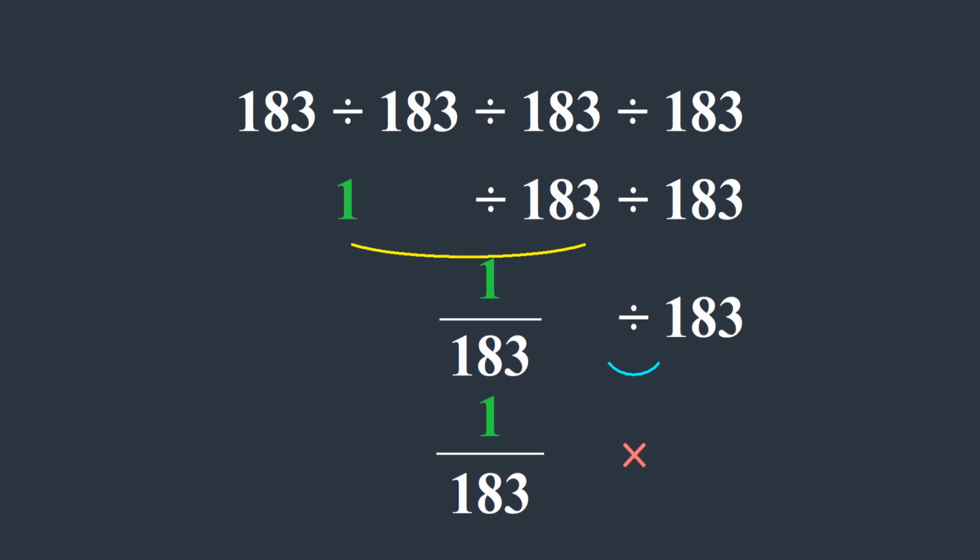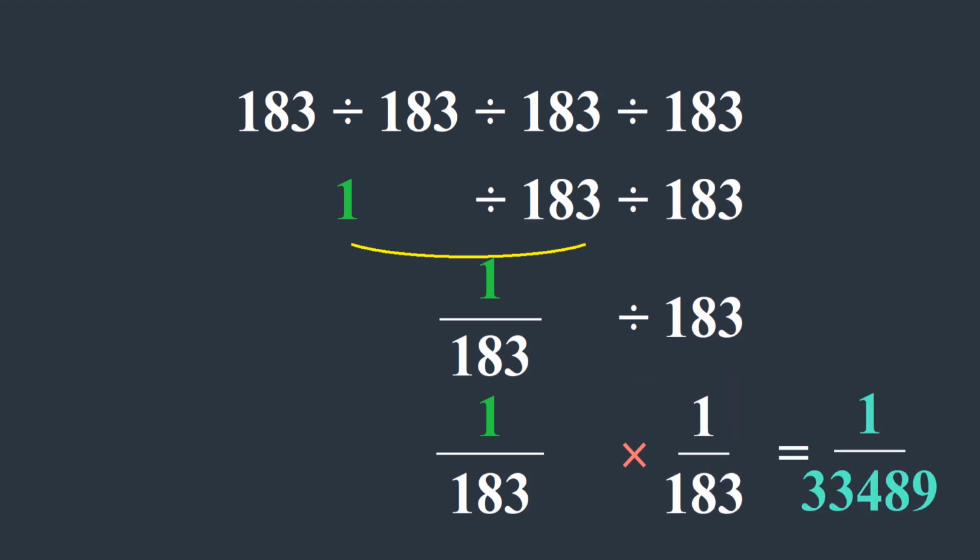Then flip the second fraction, 1 over 183, which equals 1 over 33,489. And this is our final answer for this problem.